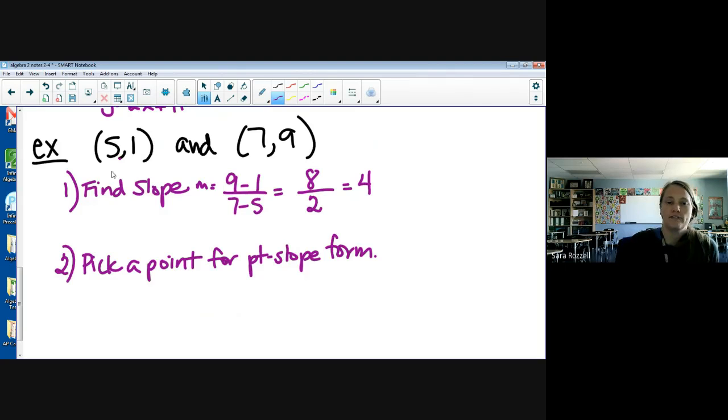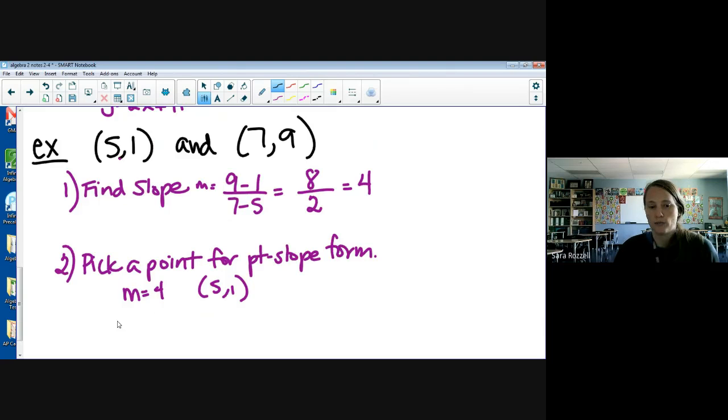So which one do you want to pick, the 5-1 or the 7-9? The 5-1? Okay, so let's pick the 5-1, and we have a slope of 4. So we're going to use m equals 4, and we're also going to use 5-1. We'll stop this one at point slope form. I don't care to go to slope intercept for this problem. But just do whatever they ask you to do. If they say slope intercept, keep going. If they don't, you can stop at point slope.